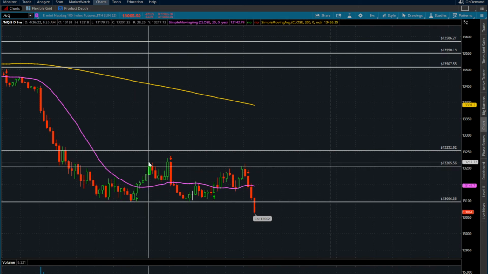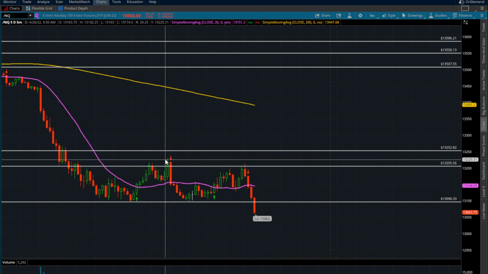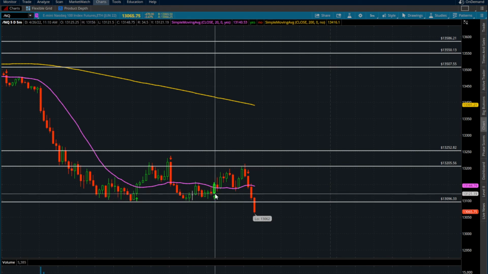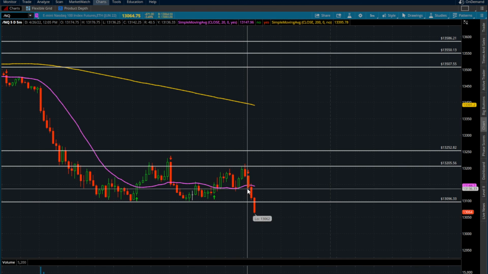We bounced, we chopped around a little bit. We tried to make an attempt. Here was a 20 SMA play to the long side. Then we flushed. Here was a 20 SMA play to the downside. And then we bounced. Here was a 20 SMA play to the long side. And look at this last 20 SMA play, right? Here's your flush below the 20. Here's your confirmation. That's a scalp.